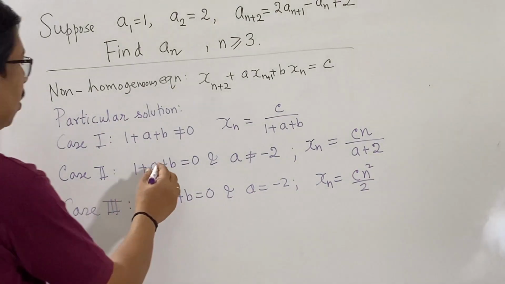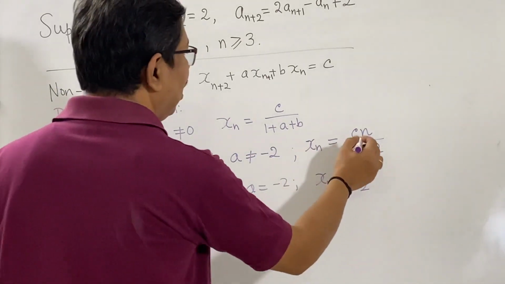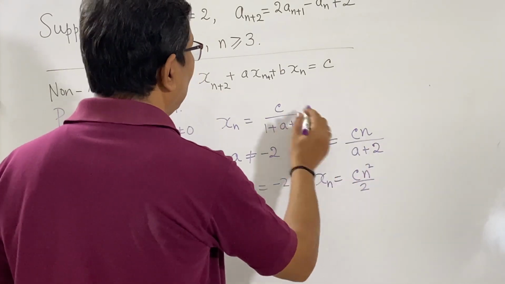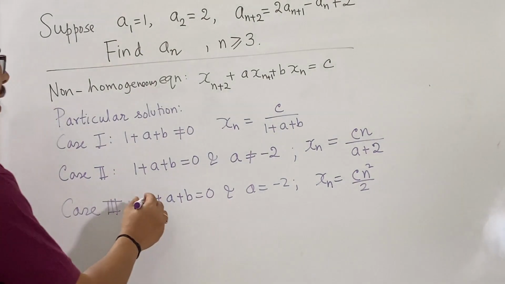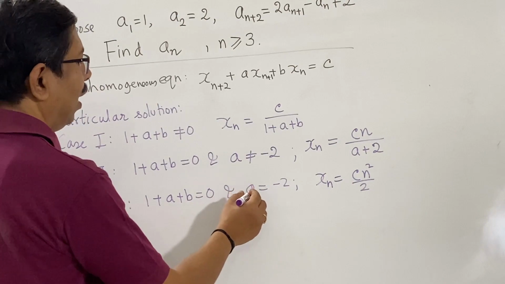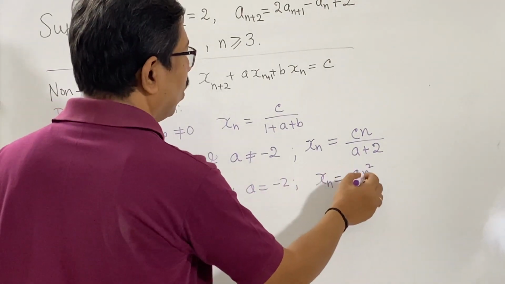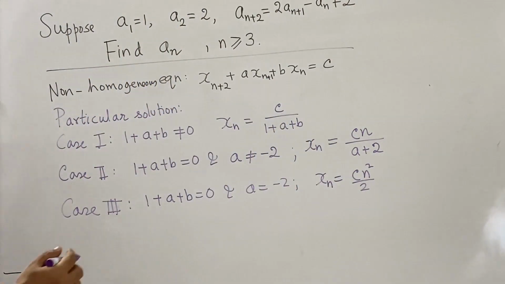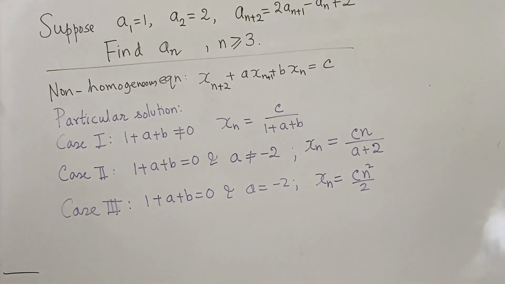When 1 plus a plus b is equal to 0 and a is not equal to minus 2, then x_n is equal to cn divided by a plus 2 is a solution for this non-homogeneous equation. And finally, when 1 plus a plus b is equal to 0 and a is equal to minus 2, then x_n is equal to cn squared by 2 is a particular solution. It is very easy to check this just by substituting this on the left hand side and doing the algebra.